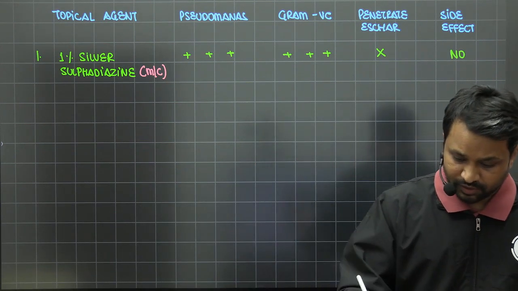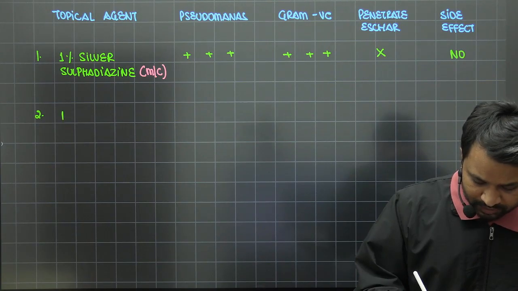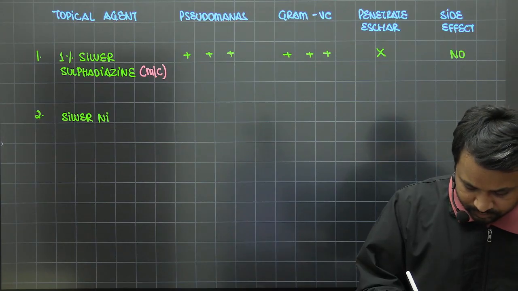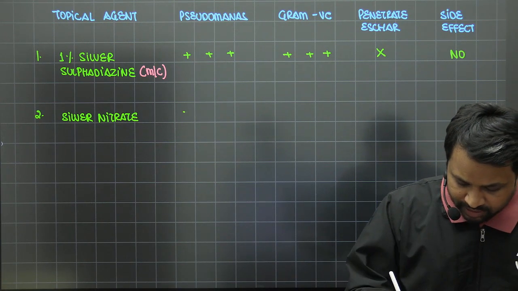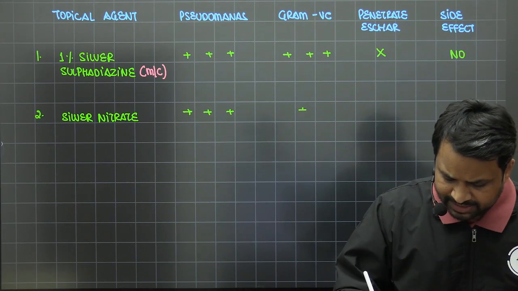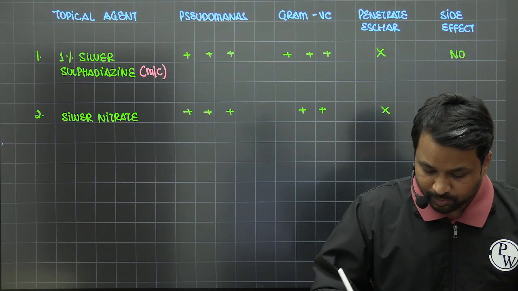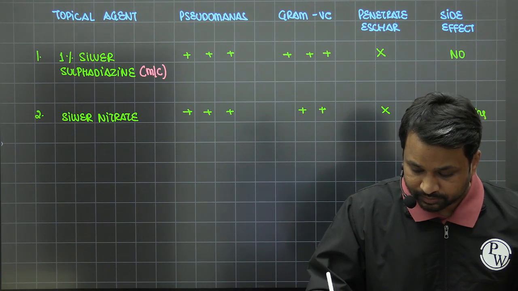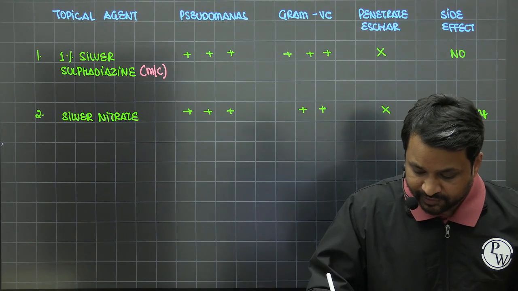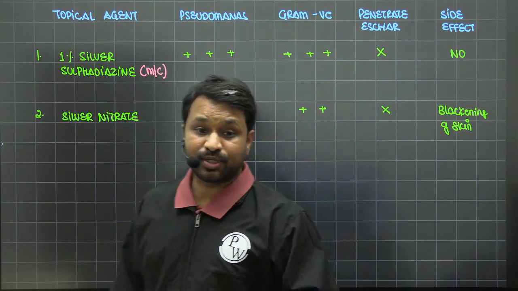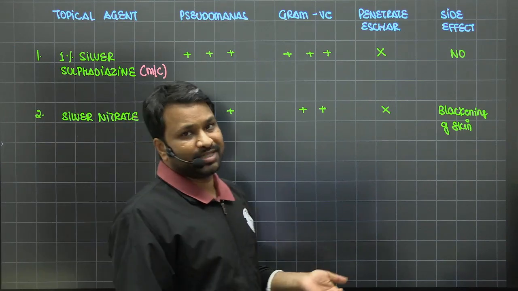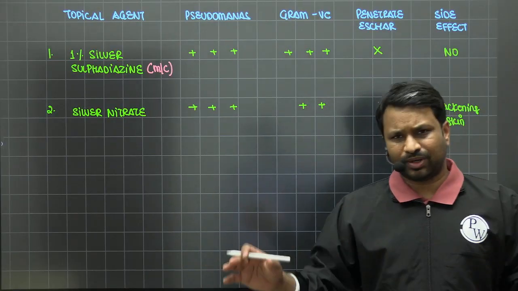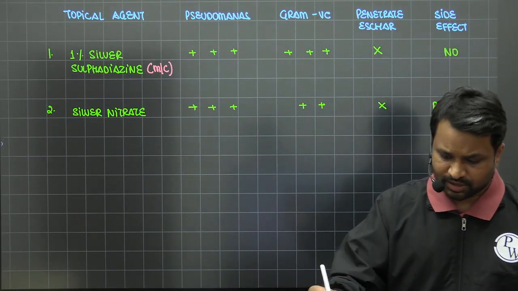Now, apart from silver sulfadiazine, another that you have is silver nitrate. Now look at the silver nitrate. It has a very good action against Pseudomonas. It has decent action against gram-negative bacteria. It cannot penetrate eschar. The problem with that, it results in blackening of skin. See, the burn itself is cosmetically deteriorating, and then you give an agent which further adds to the cosmetic issues. So the patient is not happy with this, and hence we don't usually prescribe it. You can still give it, but again there's a cosmetic problem with this. That is silver nitrate.